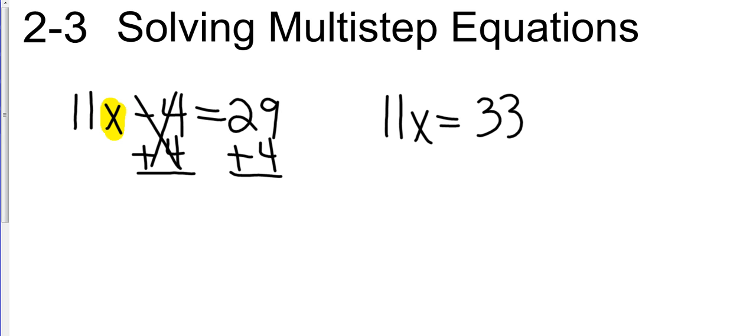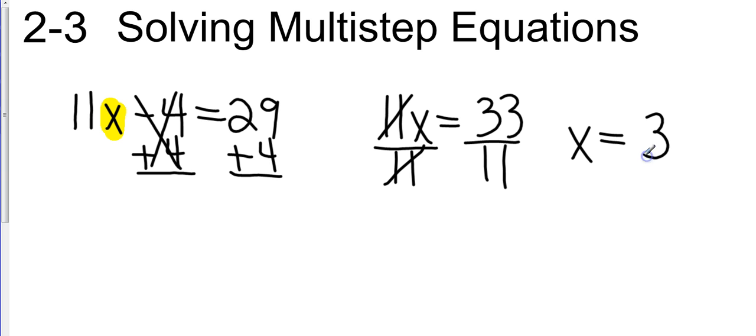So now this looks just like we did last week, and I'm going to find out what operation the 11 and the x are doing. Since they are side by side, that is multiplication, and the opposite of multiplication is division. So I'm going to divide both sides by 11. That cancels that 11, cancels that 11. And I end up with x equals 33 divided by 11, which comes out to be 3.